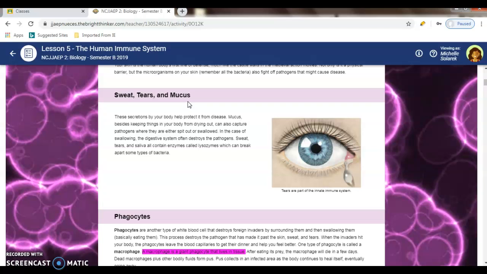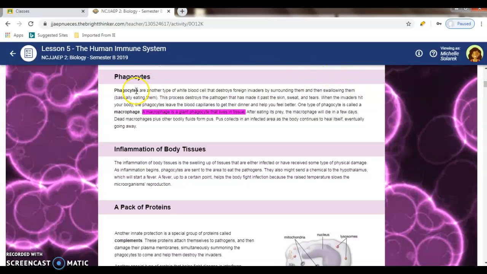Sweat, tears, and mucus. These are secretions from the body that help protect from diseases. Besides that, it keeps things from drying out in your body and also catches pathogens that are either absorbed or spit out.